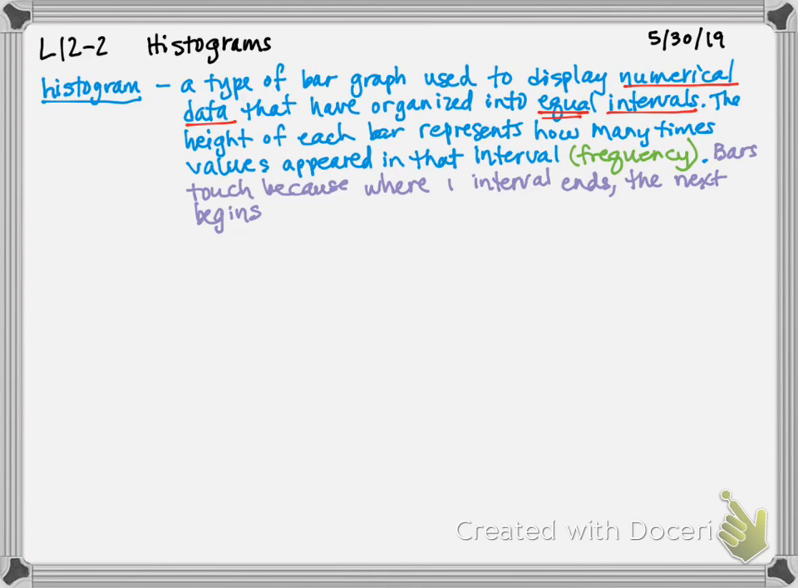Well, there could be a gap, and I'll explain that in a minute. Where we didn't have any data, you can have an empty spot, but that just means no numbers in that interval were part of the data, okay?